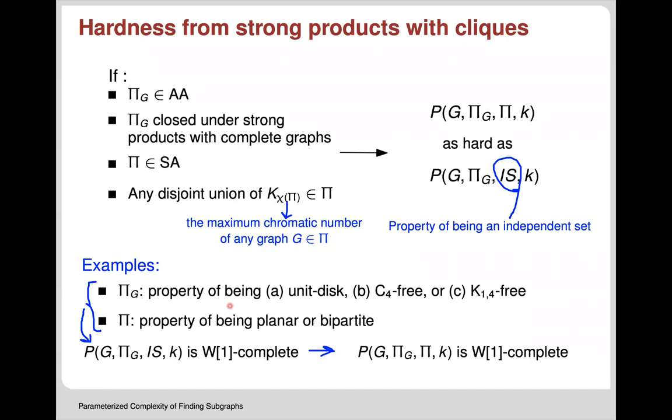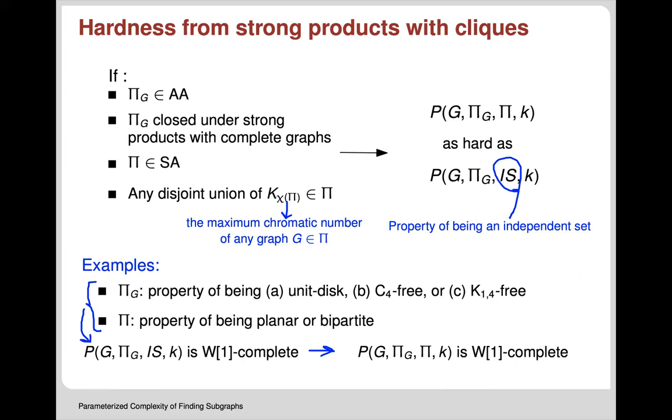So if I take pi G as the property of being a unit disk graph, or C4-free graphs, or K1,4-free graphs, and I take property pi as, say, being planar or bipartite, then we know that for these graph classes, checking independent set is W[1]-complete. So that implies from our theorem, combining this result, that for our problem, for these graph classes, the problem is also W[1]-complete.